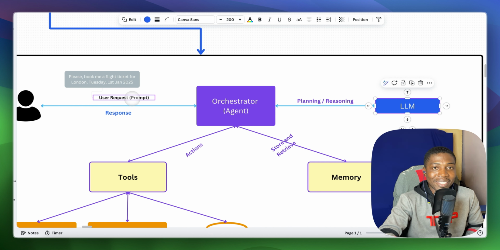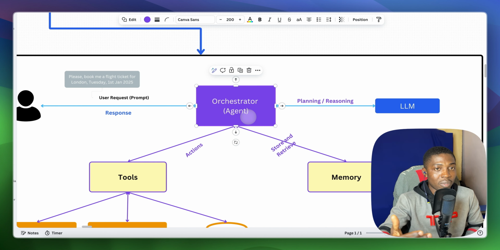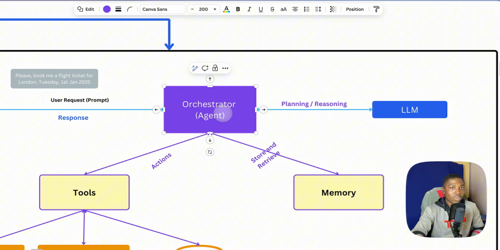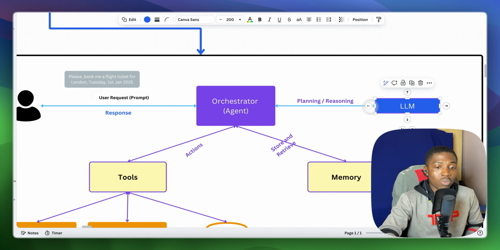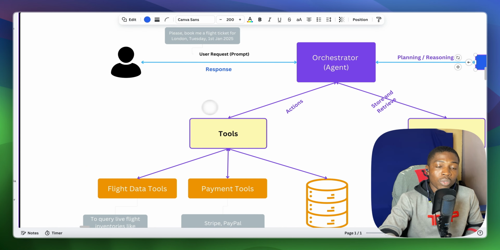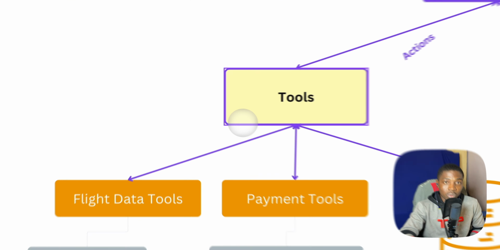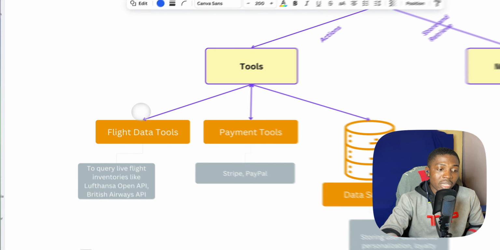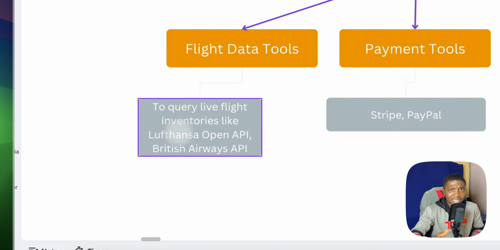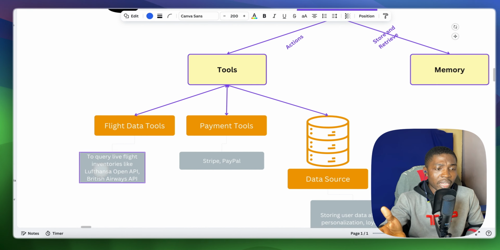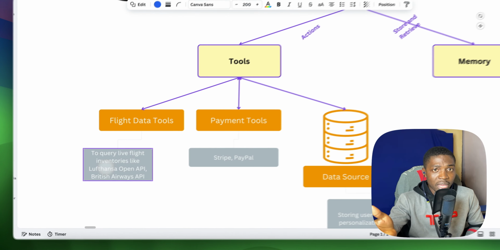to its reasoning part, because the agent needs something that can help it understand each piece of information that it receives from the user. It might be sensor data. In the case of sensor data, it needs to know that this is sensor data, and it's the LLM that is going to tell it what the user wants. And based on what the user wants, it's going to call on its tools. And its tools might be, in this case, a flight data tool and a payment tool. The flight data tool might access a company like Lufthansa or British Airways' API.